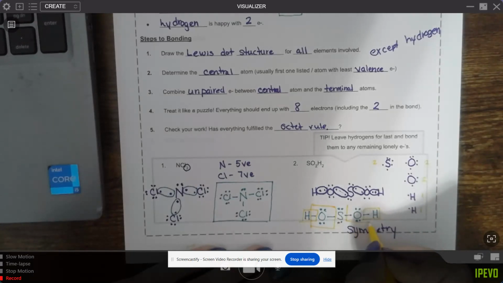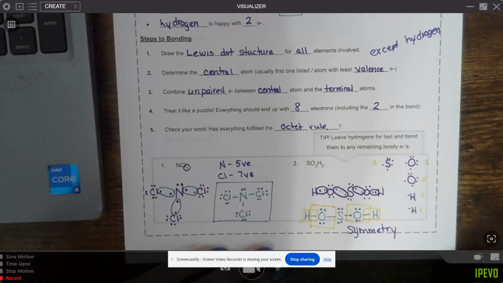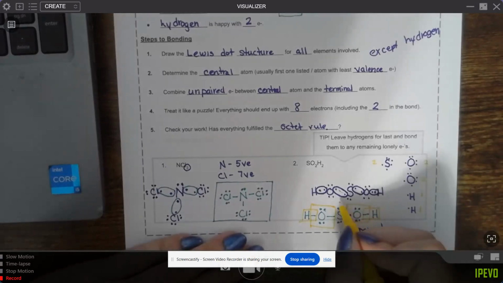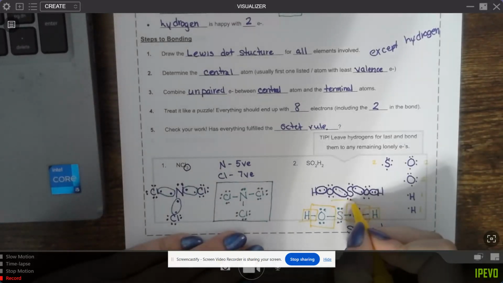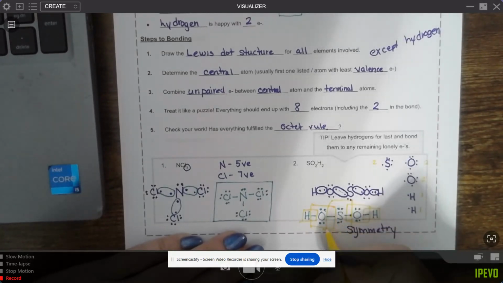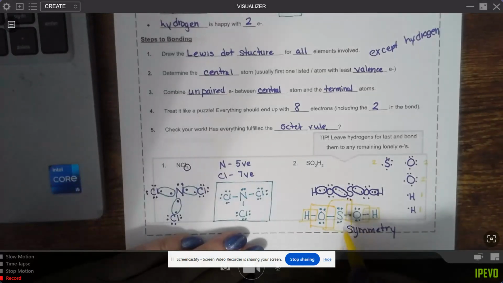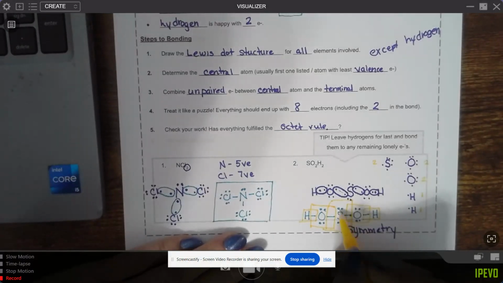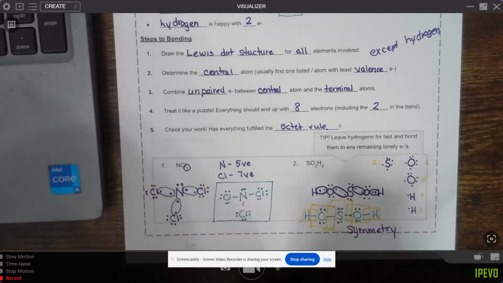Same thing with this oxygen. 2 for the bond, 3, 4, 5, 6, 7, 8. Okay, so 8 valence electrons. And then finally, and you don't have to ever do this, I'm just doing this to show you how I look at this. So the sulfur has 2, 4, 6, 8 valence electrons.